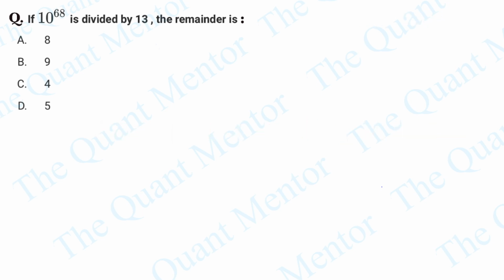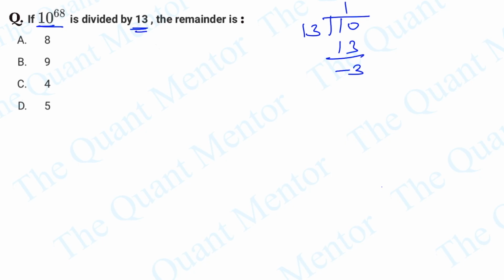If 10 raised to 68 is divided by 13, the remainder is. Pretty simple question. It's a very straightforward question. We will look at multiple ways of solving the question. The first method is you can divide 10 by 13 and find the remainder. So if I divide 10 by 13, the remainder would be, 13 ones are 13, the remainder is minus 3.